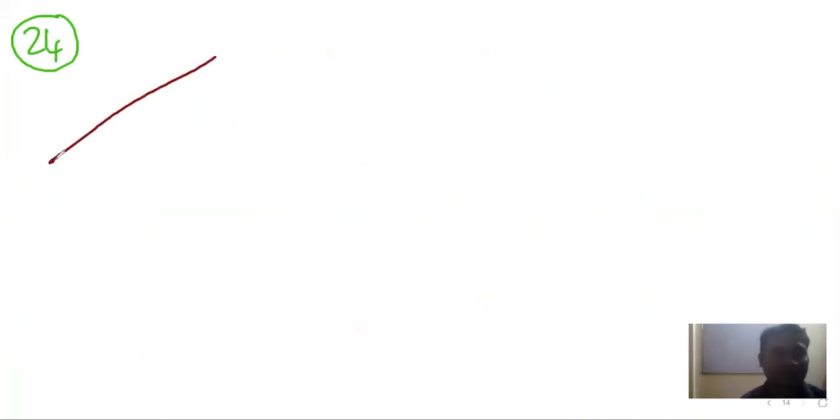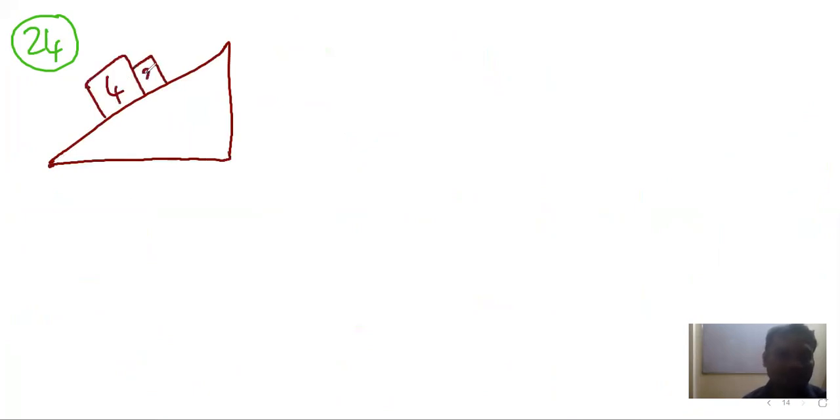In this case, we have two blocks. One has mass 4 kg, another has mass 2 kg. Friction between the 4 kg block and incline is mu2. Friction between the 2 kg block and incline is mu1. This angle here is 30 degrees. Now mu1 and mu2 are given to us. Mu1 is 0.2. Mu2 is 0.3. We have to find the acceleration of the 2 kg block.